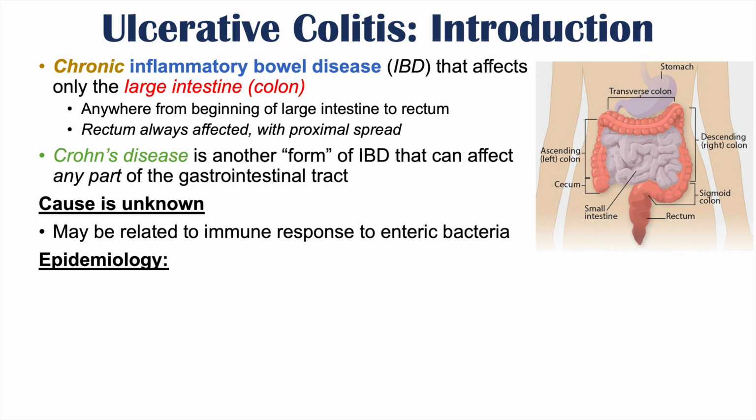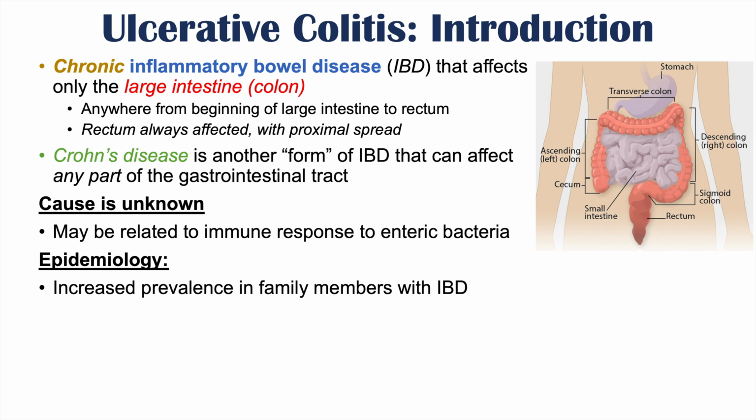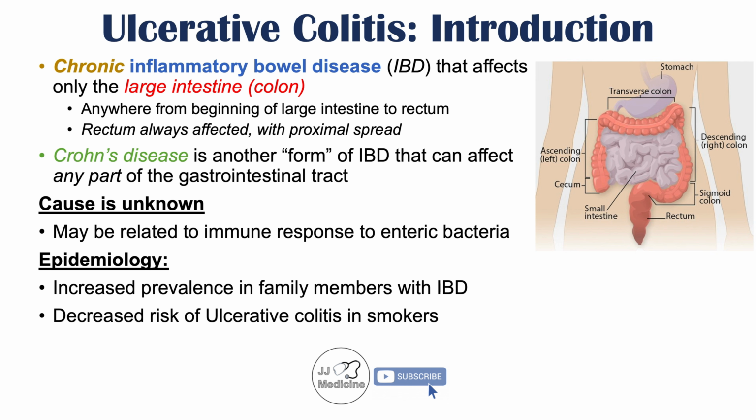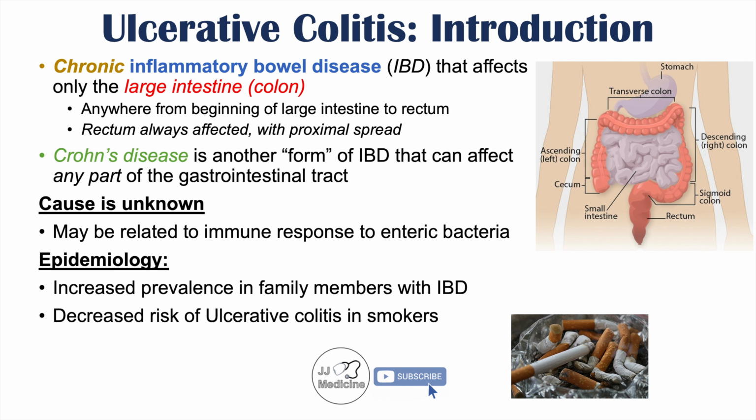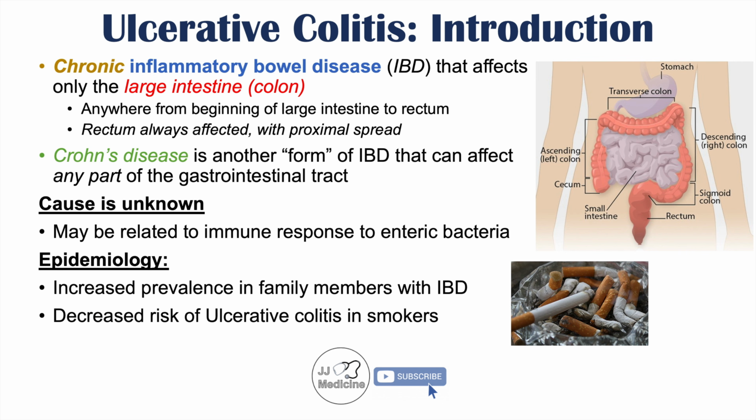What is the epidemiology of ulcerative colitis? There's an increased prevalence in individuals who have family members with inflammatory bowel disease, whether that be ulcerative colitis or Crohn's disease. There's a decreased risk of ulcerative colitis in smokers, so individuals who smoke have a decreased risk of ulcerative colitis or improvement of ulcerative colitis symptoms, and this is opposite with Crohn's disease.